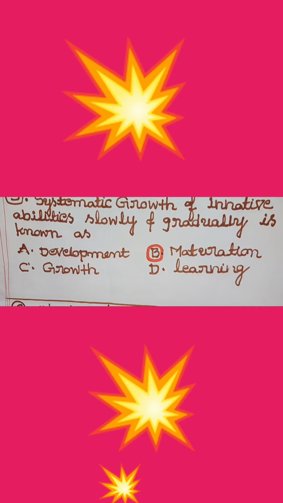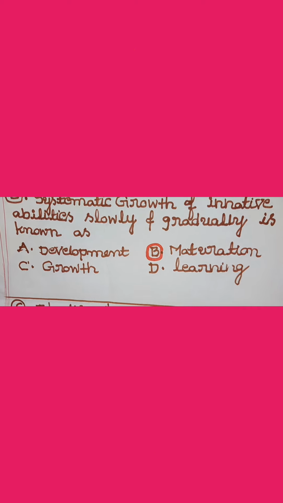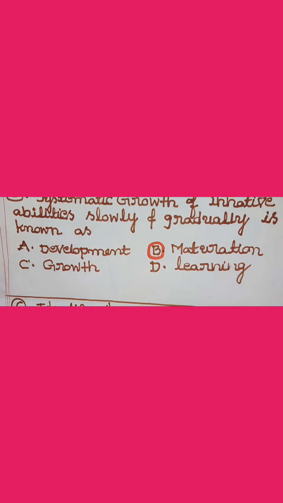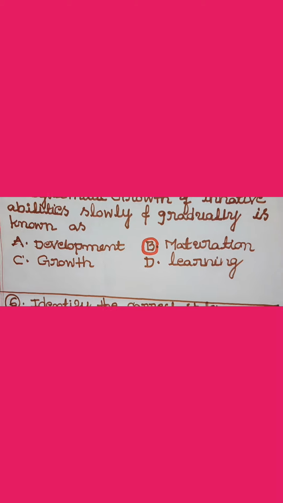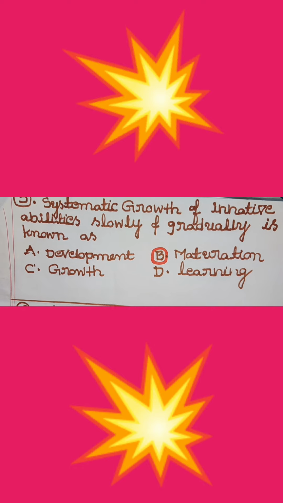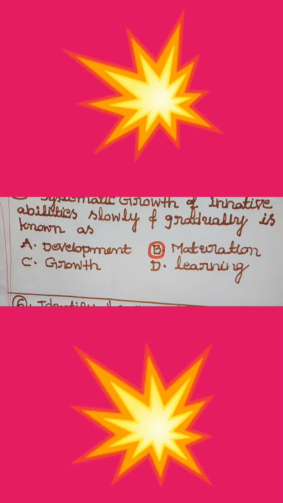Why? Because systematic growth of innate ability slowly and gradually is known as maturation. Development is a continuous process and development is a qualitative change, whereas growth is a temporary process, growth is a quantitative change. Learning is the modification of behavior. So the answer is B, maturation.